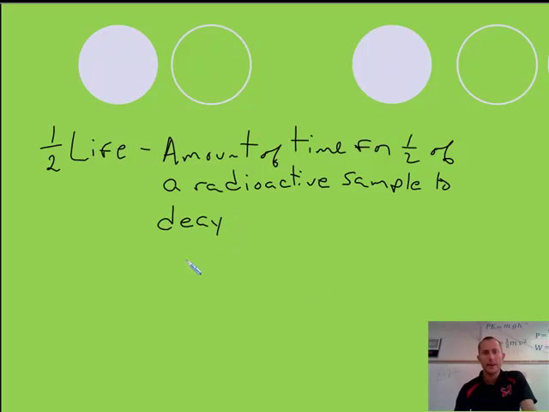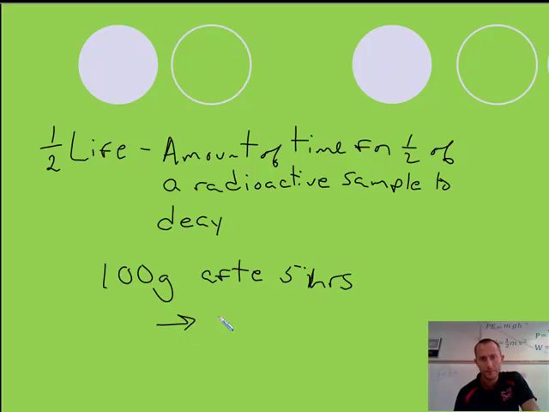So let's say you have 100 grams of a radioactive material, and after 5 hours you have 50 grams of that radioactive material and 50 grams of its daughter nucleus. Then the half-life of that particular material would be 5 hours.